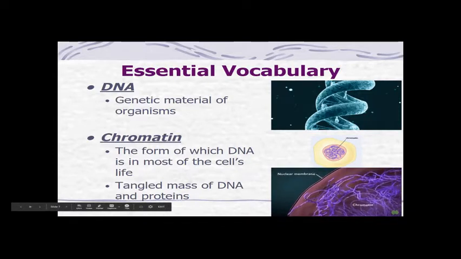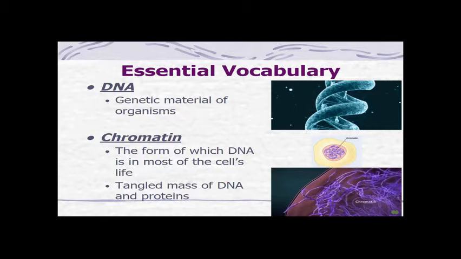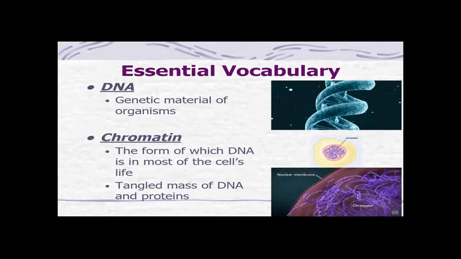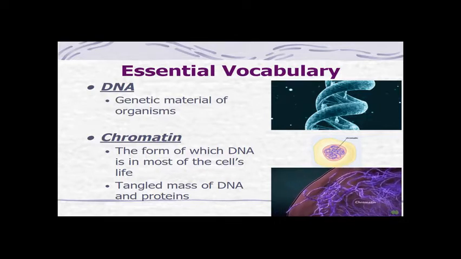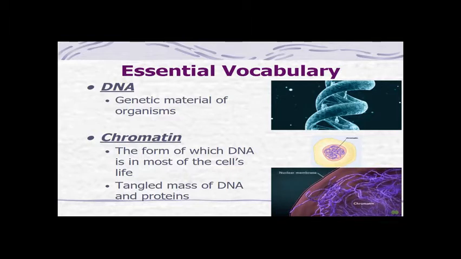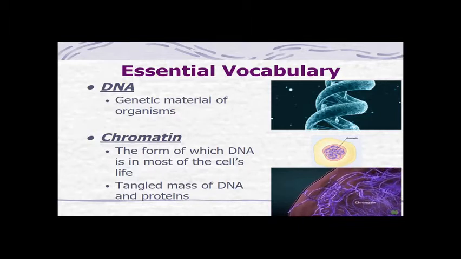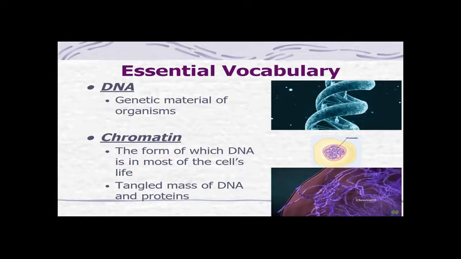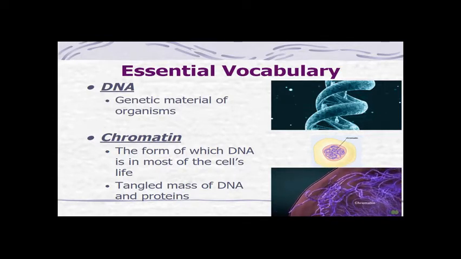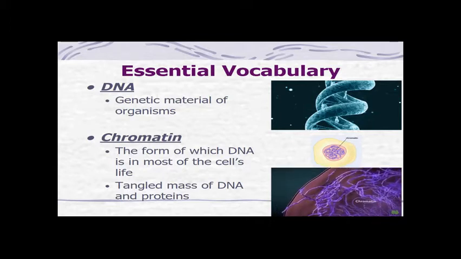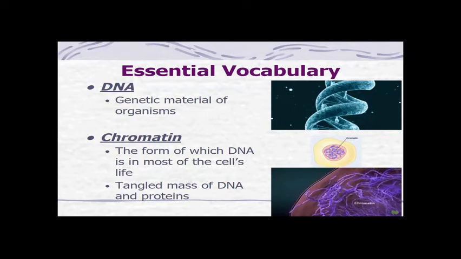There's some essential vocabulary that we need to understand before we hop into the different stages of the cell cycle. So DNA is something we've talked about before. We know that DNA is the genetic material of organisms. DNA is spread out during most of the cell's life as chromatin, another term that we talked about earlier. Chromatin is the form in which DNA is in most of the cell's life. It's when the DNA is all spread out and tangled. It's a big mass of DNA and proteins. It's like a big mess of string. It kind of looks like spaghetti inside the nucleus.